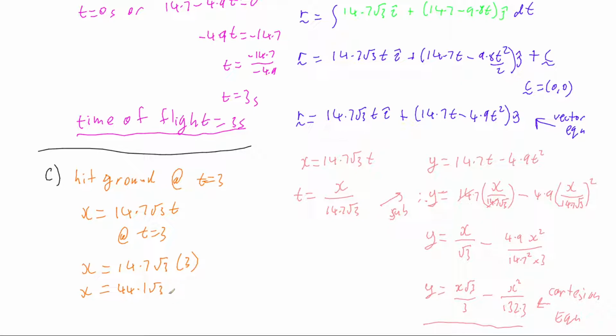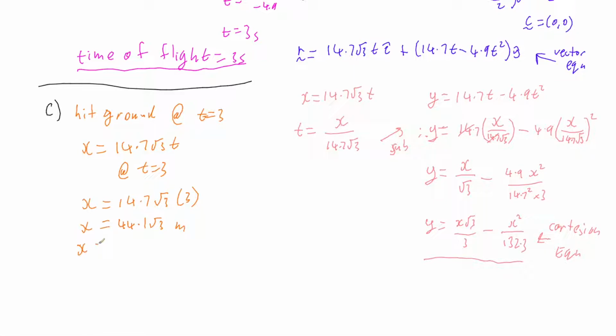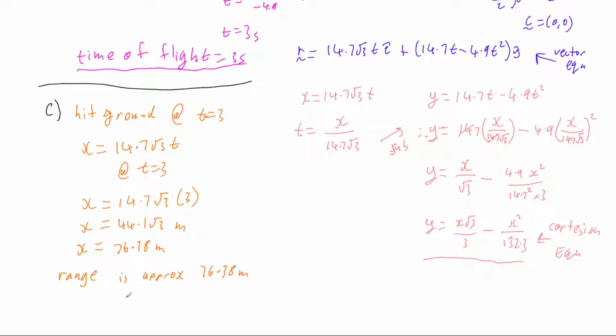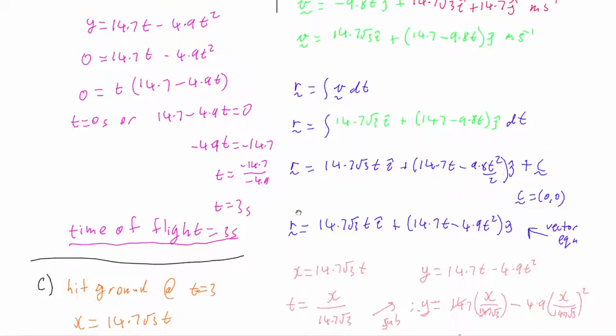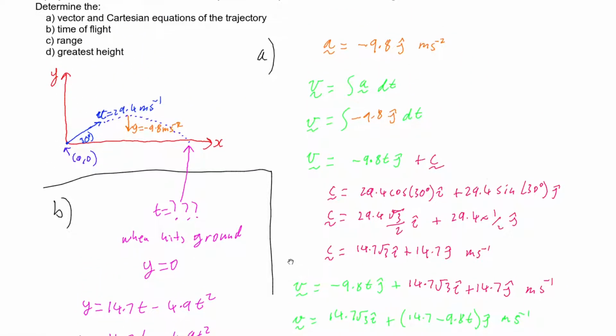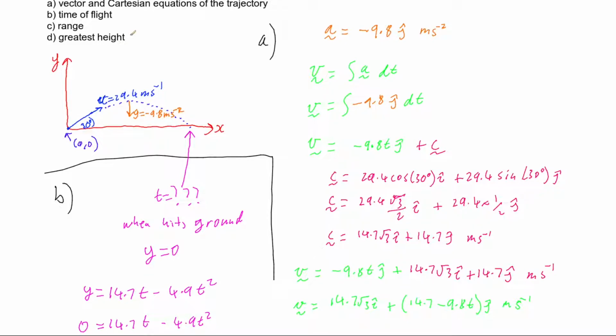44.1 root 3 meters, but an actual numerical decimal will be a little bit more useful. So if we put that into a calculator, we get 76.38 meters. So the range is approximately 76.38 meters. And so that's our answer for part C. Now the last part that we need is the greatest height. So greatest height, that's when we are at the apex down here. So we want to know when we're at the apex.